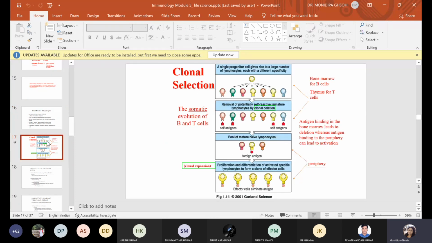Now the lymphocytes are produced from a progenitor stem cell in the bone marrow, and clonally they have to multiply. Clonally means from a single cell to multiple cells. Genetically they will be the same. From a single cell, multiple cells will originate, divide and proliferate.